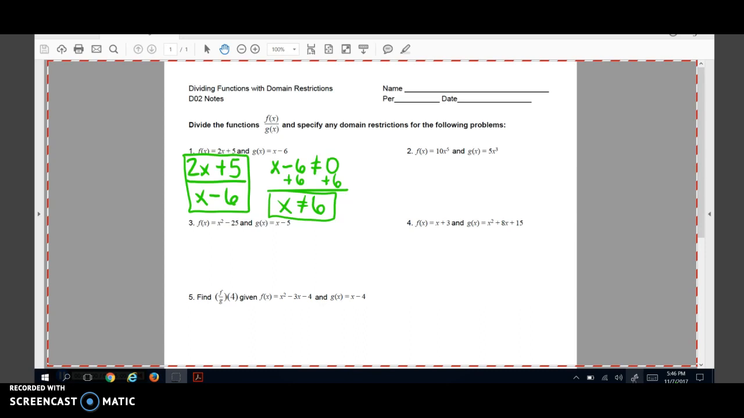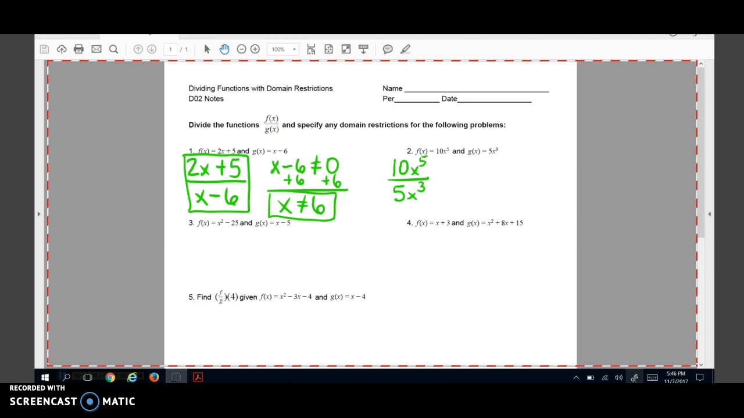Moving on to our second example, we have f of x equals 10x to the 5th and g of x equals 5x to the 3rd. Again, we want to divide these two functions. So we have 10x to the 5th divided by 5x to the 3rd. Now we want to see again if we can simplify this.